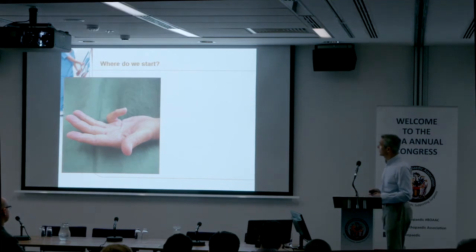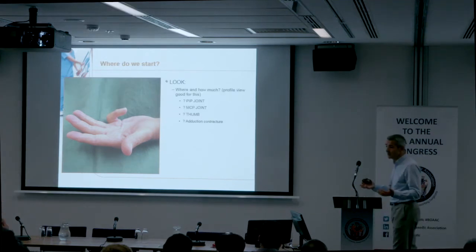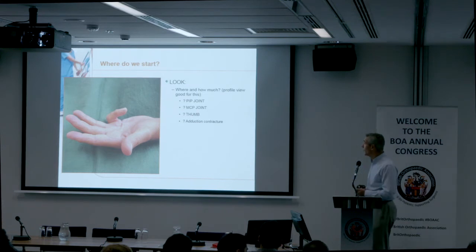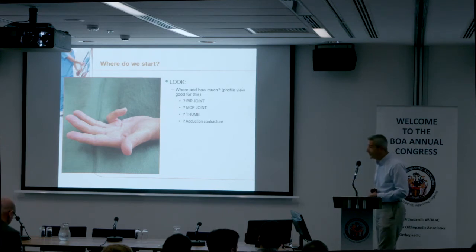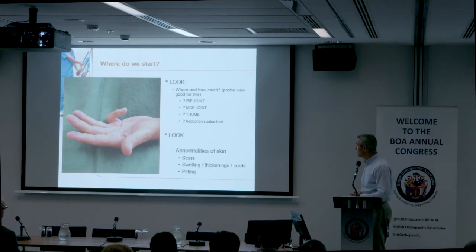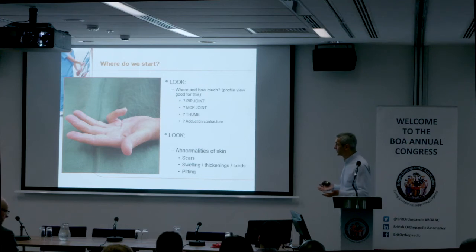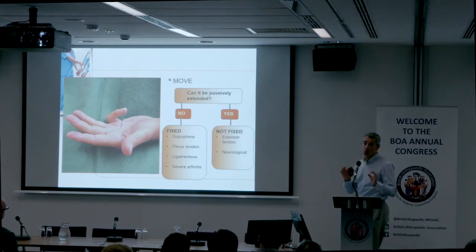So where would you start? Well, by looking and observing, we can tell the examiner, or we can annotate, where and by how much the joint is contracted. We can look to see if there are any other clues on the skin, with scarring, pitting, or the presence of nodules. And then we need to do one specific thing.